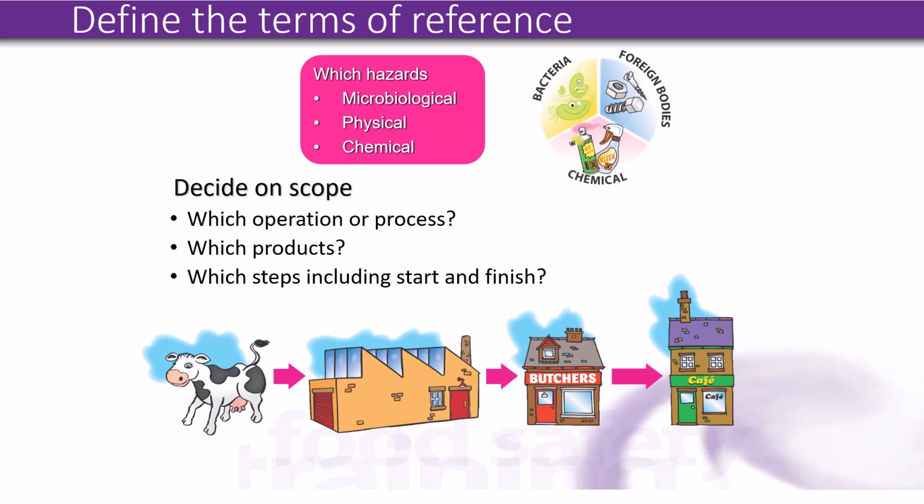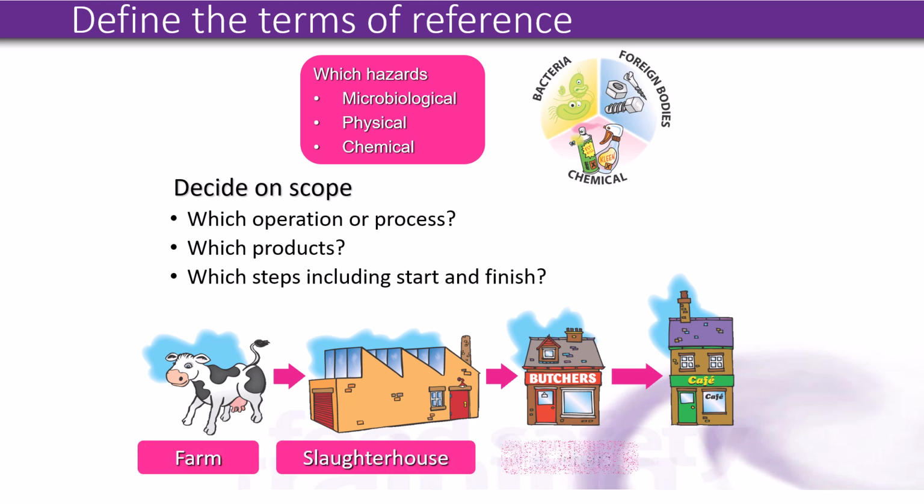So again, you've got various examples of the steps included. So you get from almost farm to fork. So you've got cattle there, going to a factory or to a place where they process the animal, which then goes to a butcher's shop, which then supplies the cafe. So farm, slaughterhouse, butchers, and cafe.